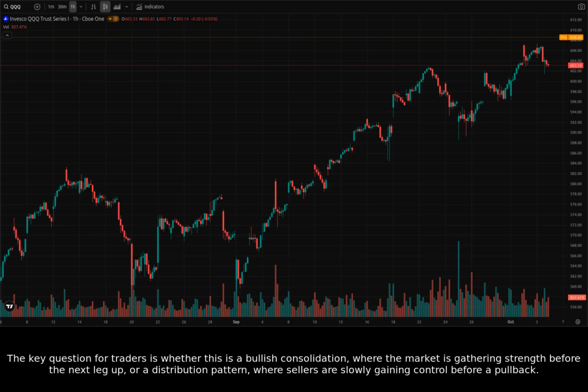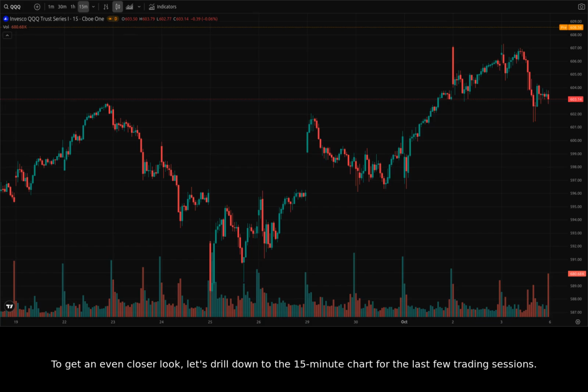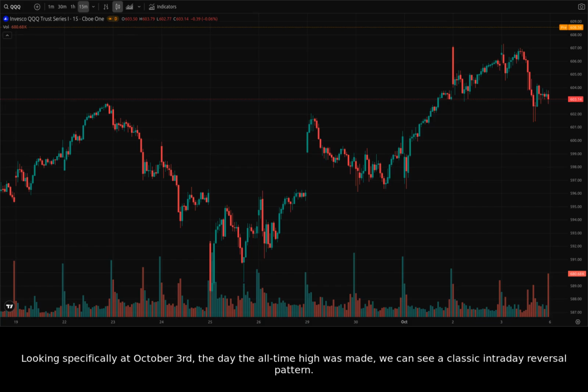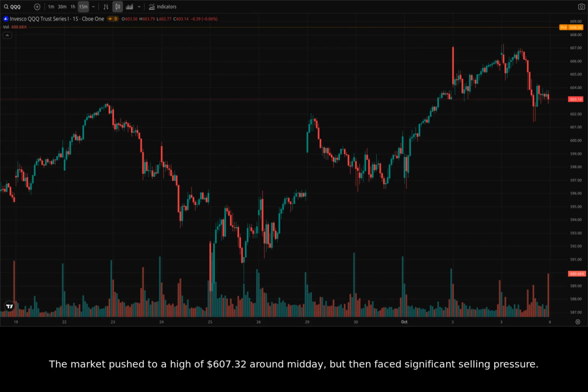The key question for traders is whether this is a bullish consolidation, where the market is gathering strength before the next leg up, or a distribution pattern, where sellers are slowly gaining control before a pullback. To get an even closer look, let's drill down to the 15-minute chart for the last few trading sessions. Looking specifically at October 3rd, the day the all-time high was made, we can see a classic intraday reversal pattern.